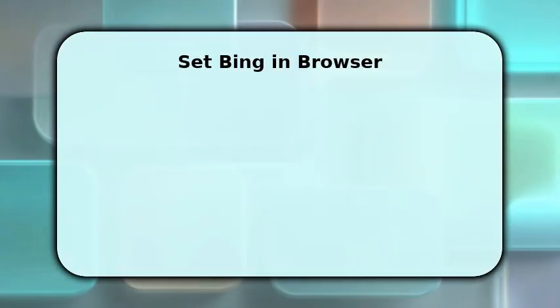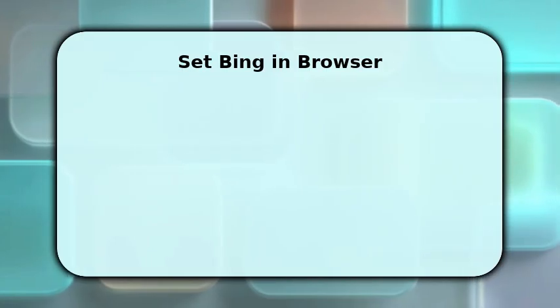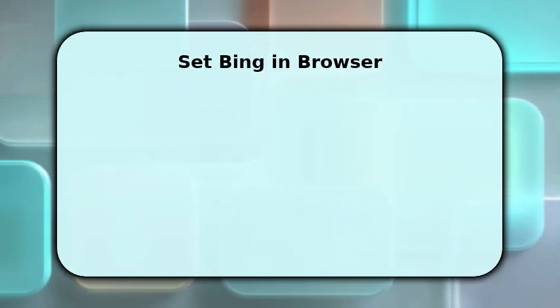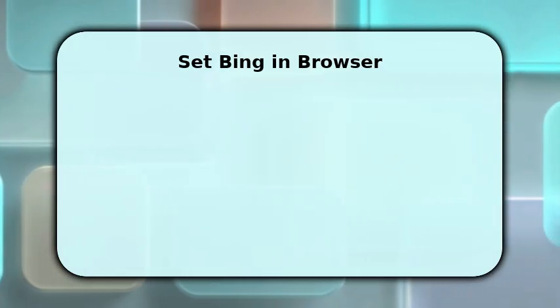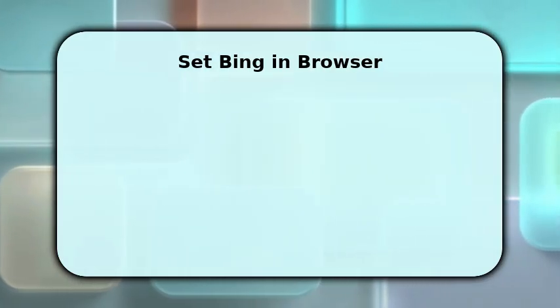You'll now change the default. Go to Settings, then Search Engine or Manage Search Engines. This path varies slightly by browser. If Bing appears, choose Set as Default. If it's missing, add a new engine.